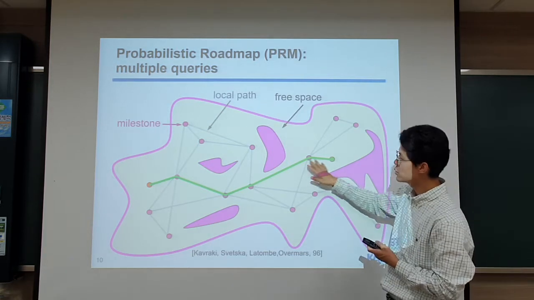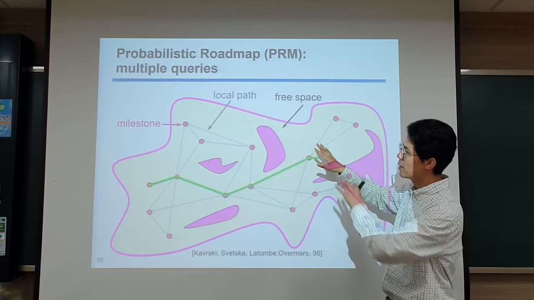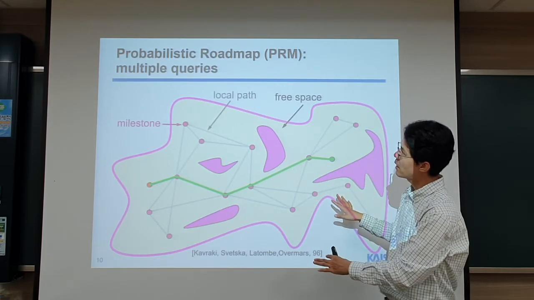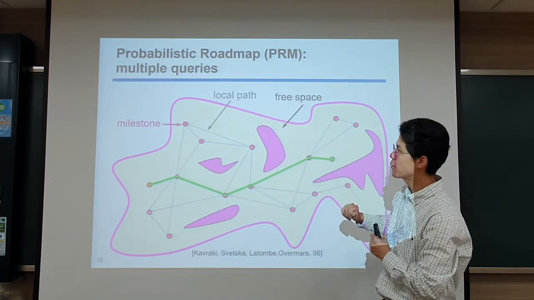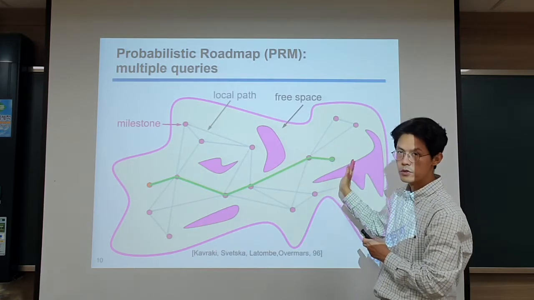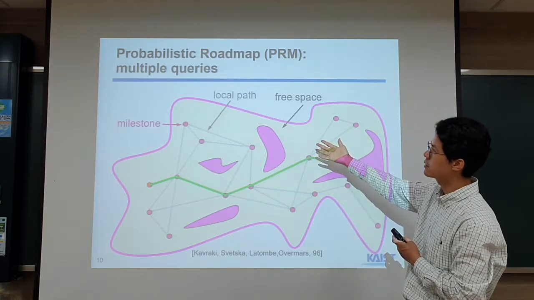And then here I showed one way of computing the path with one query. But once you compute this probabilistic roadmap, you can try it out on many other queries that come with different start and goal positions. That's why the PRM techniques are mainly designed for addressing these multiple queries.